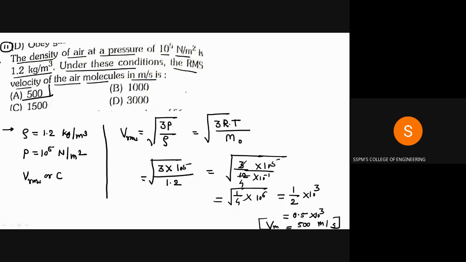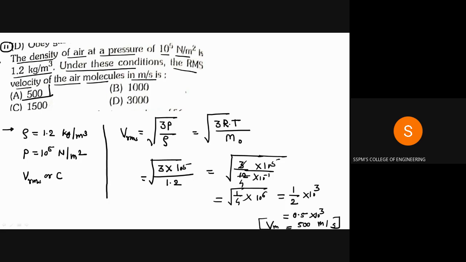Refer the next problem. The RMS velocity of the hydrogen gas at normal temperature and pressure is V meter per second. The gas is heated at the constant volume till the pressure becomes 4 times. The final RMS velocity is. So we have the V RMS, which is equal to V. This is equal to square root of 3p upon rho.